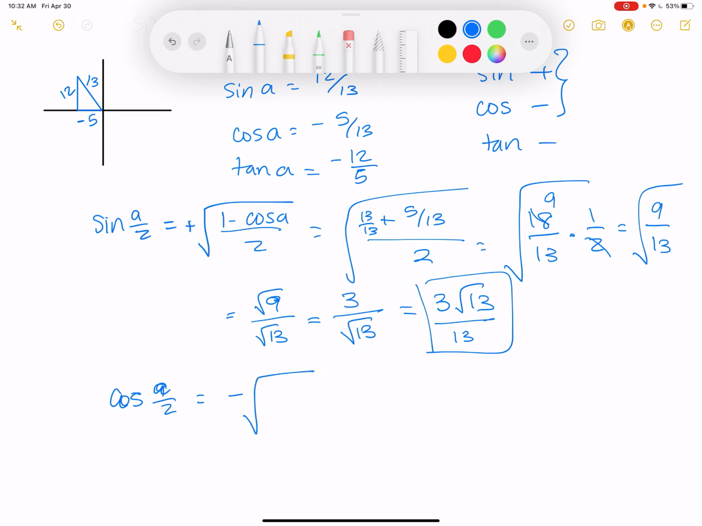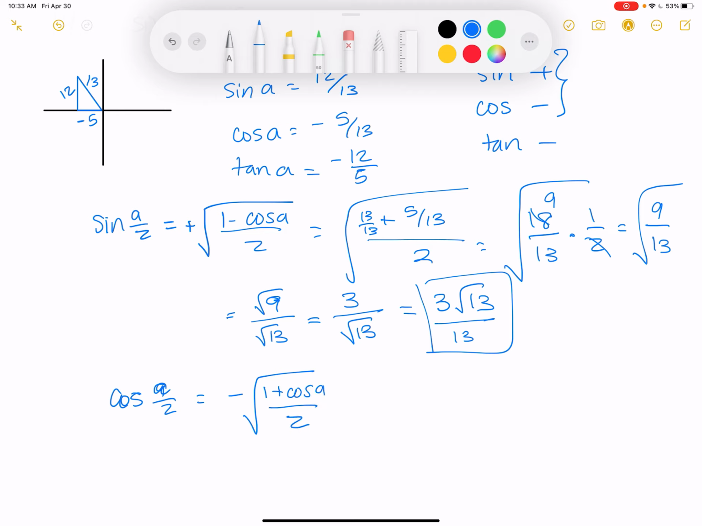Negative. For some reason, the book doesn't have the answer as being negative, but it should be. So just going to let you know that. 1 plus cosine of A. Not really sure why, but the book is lying to us, apparently. All right, 1 plus cosine of A over 2.